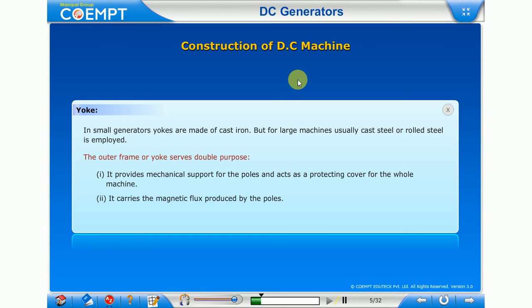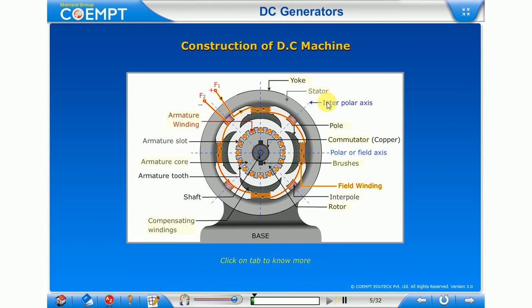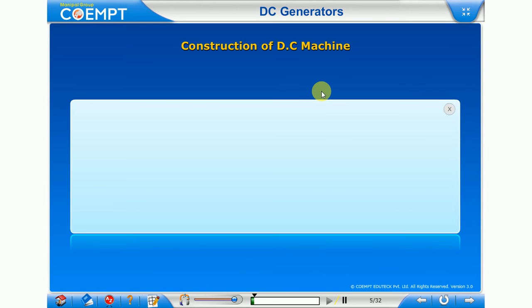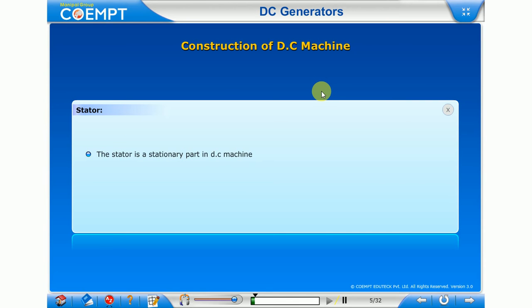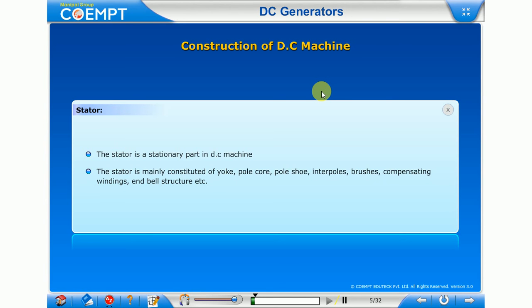Pole. The magnetic poles of DC machine are structures fitted onto the inner wall of the yoke with screws. The construction of magnetic poles basically comprises of two parts, namely pole core and pole shoe. The pole core and the pole shoe are stacked together under hydraulic pressure and then attached to the yoke.